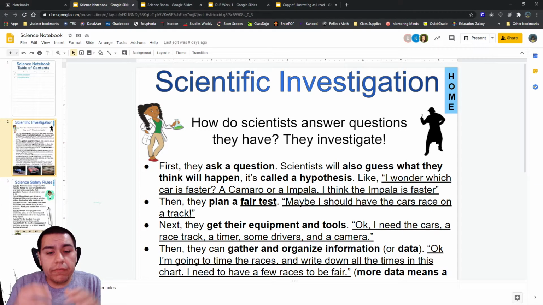Okay, so after they have this question, and after they come up with their hypothesis, then they plan a test. The test has to be a fair test. Okay? So in this case, since they're just trying to figure out which car is faster, I say maybe I should have the cars race on a track. Again, the test has to be fair. So you couldn't say, okay, well, I'll have the cars race on a street that's all bumpy and torn up. Because that wouldn't be fair. If one side is more messed up than the other, then one car is probably going to win.